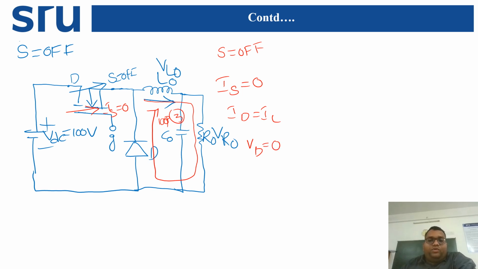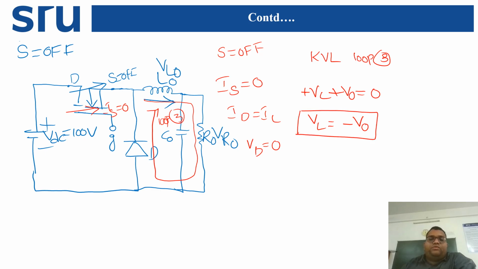Next, what is the load voltage? By applying Kirchhoff voltage law for loop 3, plus VL plus V naught is equal to 0. Then plus VL is equal to minus V naught. So this is the switch off condition. What is the voltage here? VL is equal to minus V naught.